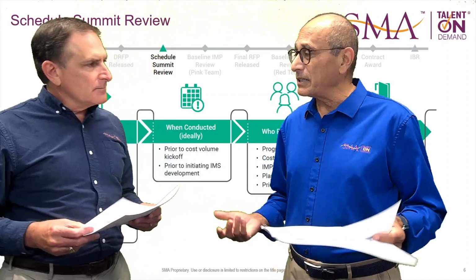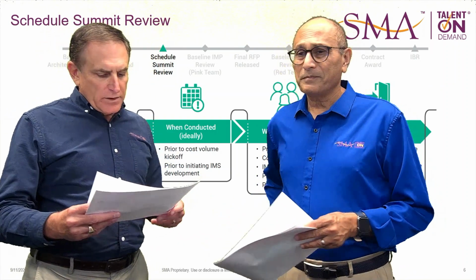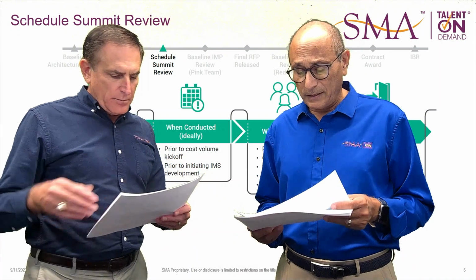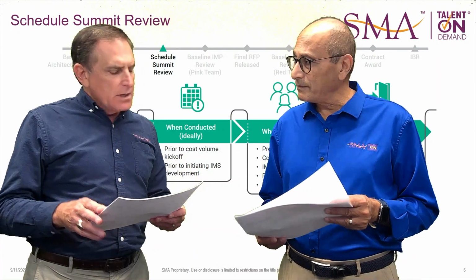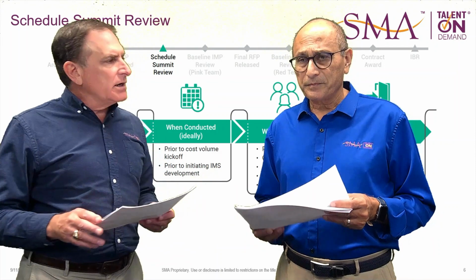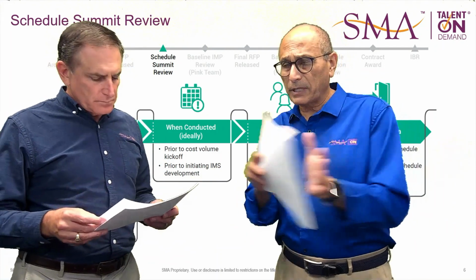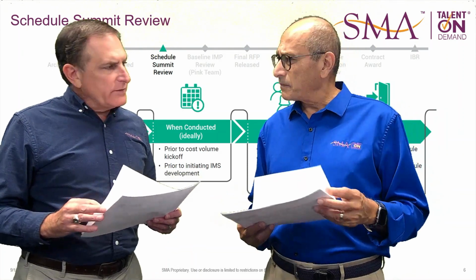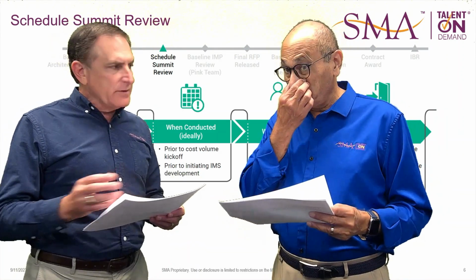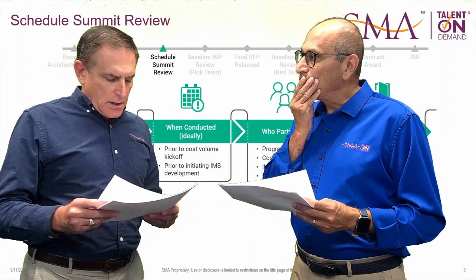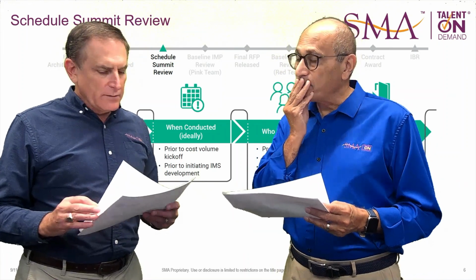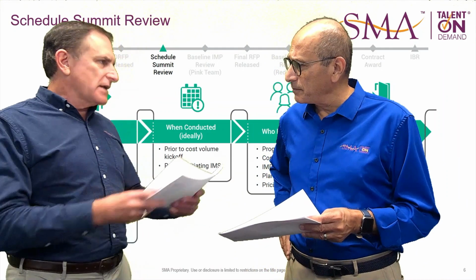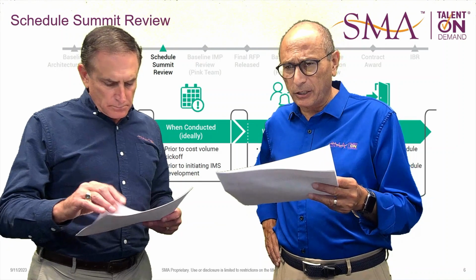And when do you do this in the process? Yeah. So we do this ideally prior to kicking off the cost volume, and prior to initiating the IMS development. How about relative to some of the key milestones in the proposal? Is this around pink team review, or no? It's much earlier than that. This is probably about the time that the draft RFP comes out. Roughly, which would be maybe mod specs in the SMA process. Exactly right. That's a good way to think about it.